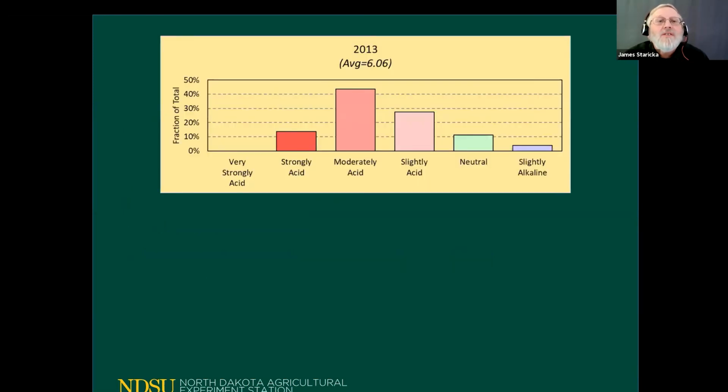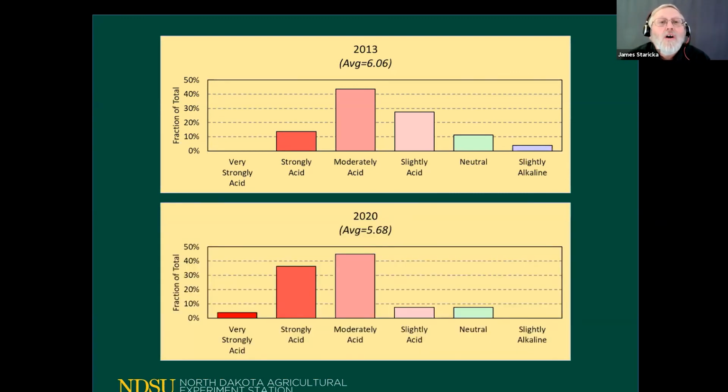Now, at the start of this study in 2013, the soil ranged in classification from strongly acid, that was 11 of 80 plots or 14% of the area, to slightly alkaline, which was 3 of the 80 plots or 4% of the area. And the most populated category was the moderately acid category, with 35 plots or 44% of the area being in that category.